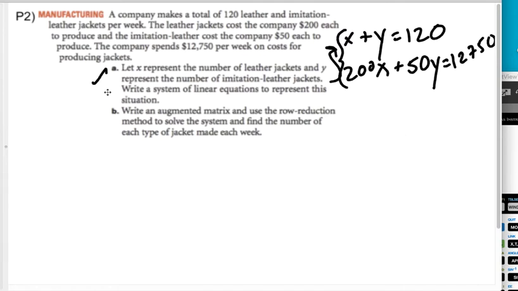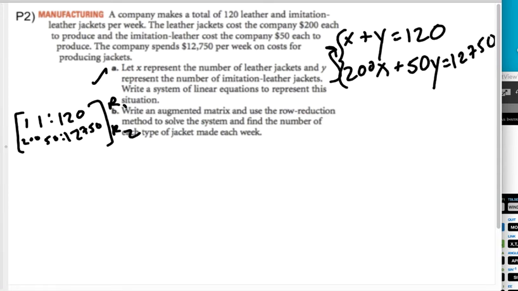So that was A. B: write an augmented matrix and then use the reduced row echelon method to solve the system and find the number of each kind of jacket. So when we go to do B, I'm pretty sure it's going to look like 1, 1, 120, 200, 50, 12,750, a really big number that I did not give myself enough space to write. You get the idea. This is my row 1, and this is my row 2.